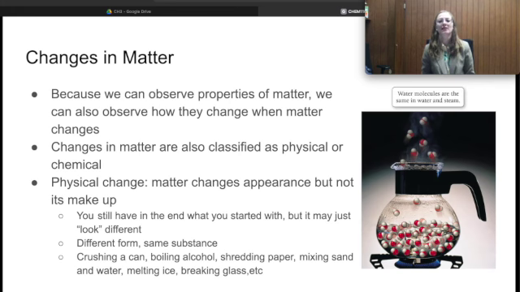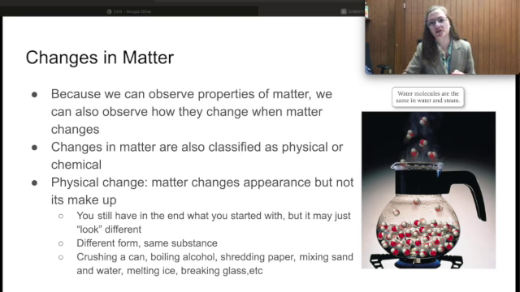Again, a physical change means matter might change its appearance, but it's not going to change its chemical makeup. So it might look different, but you still have the same thing in the end. It's just a different form. So you might think about crushing a can, or if we boil something, we still have the same thing. We might shred paper. If you mix sand and water, they don't really mix. It's just a physical change then. We might melt ice, or you might break glass or something like that.